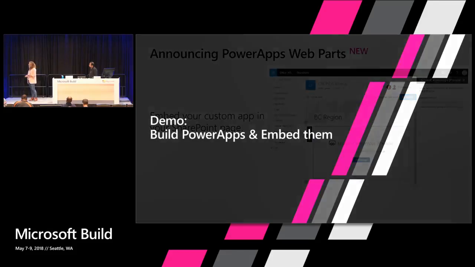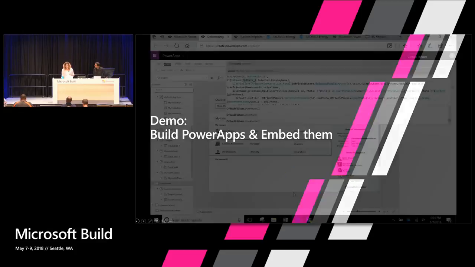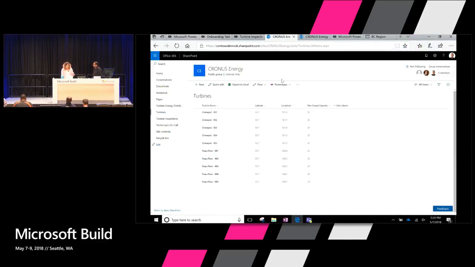Now I'm going to build a quick Power App and tweak it a little and then embed it in all sorts of places for you. So we're going to go back to our Cronus Energy scenario. Just to recap, we had a commercial analyst filling out information in Excel. That was then sent to SharePoint, where our capacity manager could assign different turbines to ensure we met those energy requirements.